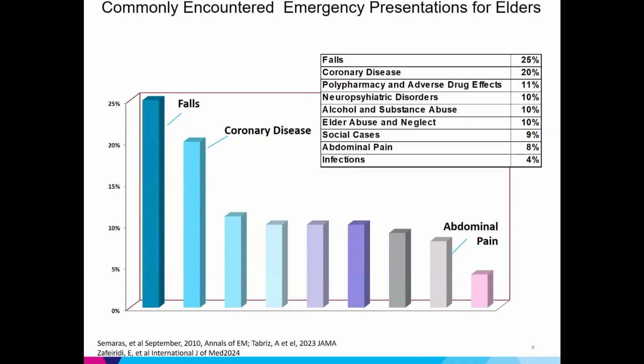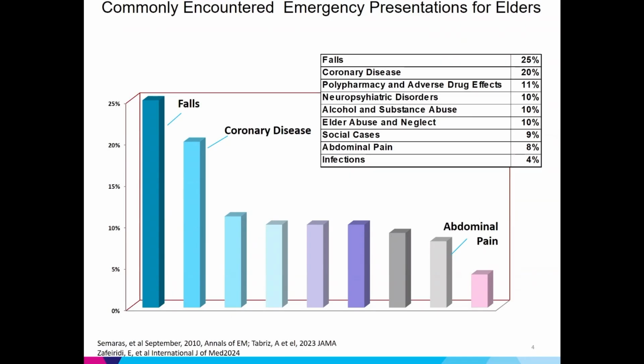This slide highlights the commonly encountered emergency presentations for older adults. This original work published in the Annals of Emergency Medicine highlights that falls still remain one of the most common presentations for admission to the emergency department, and it is also a very common geriatric syndrome. A fall may also be the presentation of any of the other listed comorbid conditions we see: an acute cardiac event, complications with polypharmacy and adverse drugs, alcohol and substance abuse, abdominal pain, and infections.